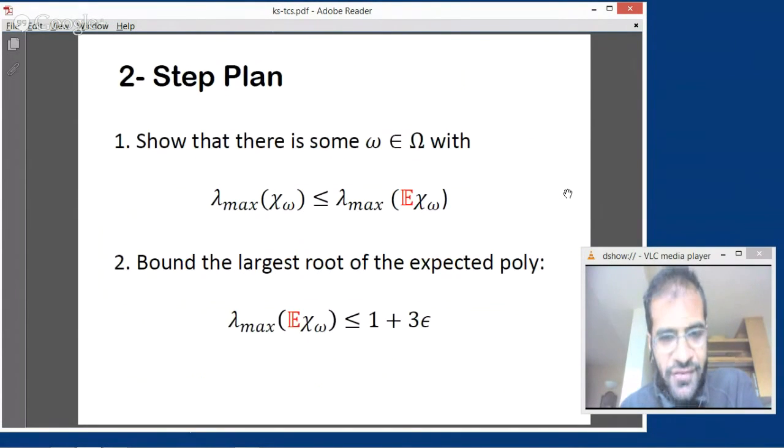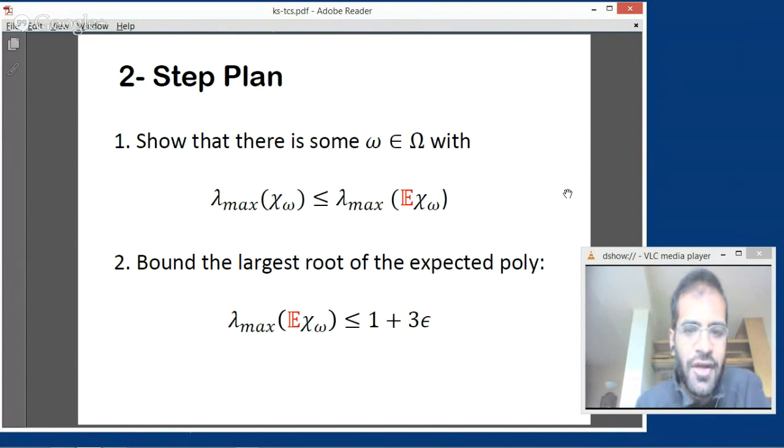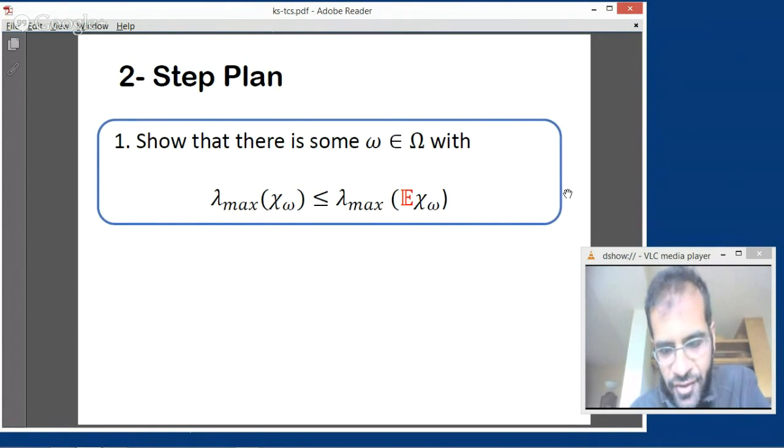So this gives you a clear 2-step plan for proving this theorem. The first step is to prove what I just mentioned on the previous slide: show that there must exist some omega, some one polynomial whose largest root is at most the largest root of the expected polynomial. And then I actually wanted to show this is at most 1 plus 3 epsilon. So now I'm going to have to bound the largest root of the expected polynomial. The second step is to do that. So let me do the first step first.